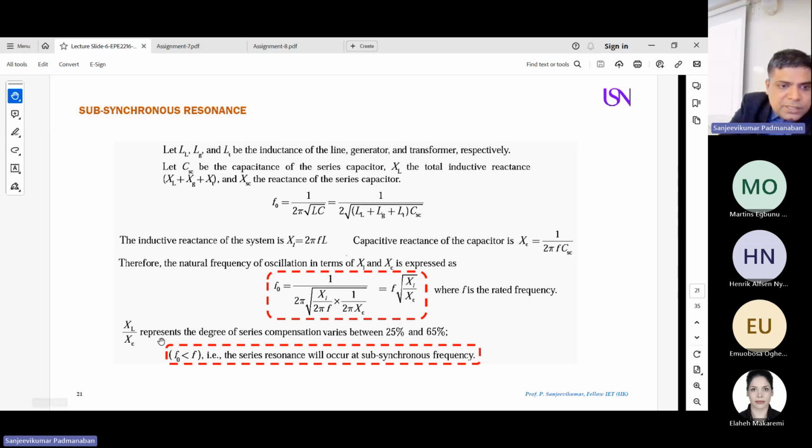Another important aspect is your XL by XC ratio. So your XL by XC ratio decides the degree of series compensation, between the range 25% to 65%. So the XL by XC ratio will give the degree of compensation with respect to 25 to 65%. Can I go to the next one? So this is very important, the subsynchronous resonance.